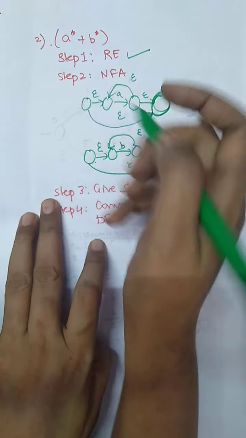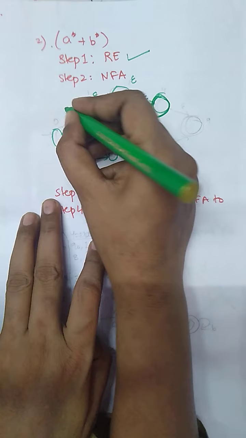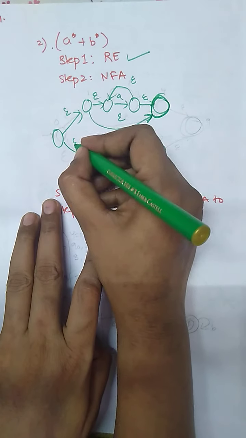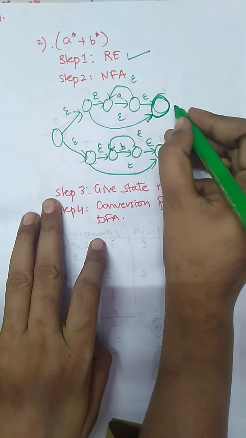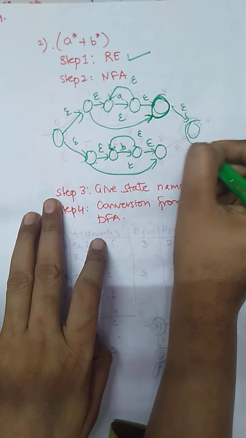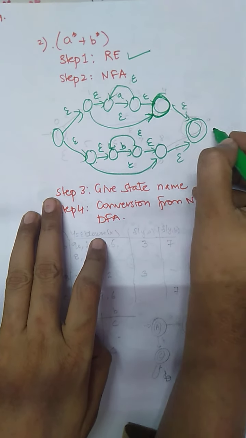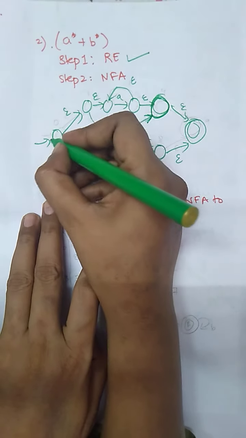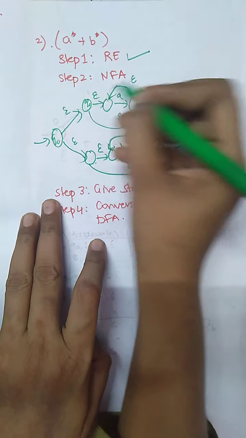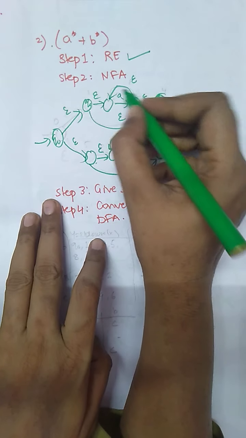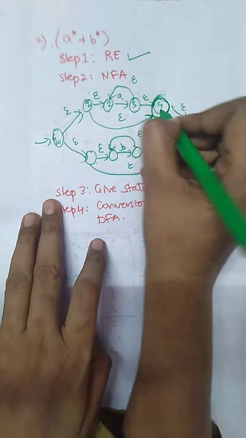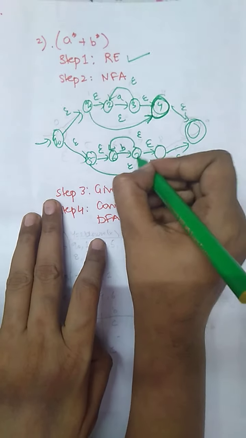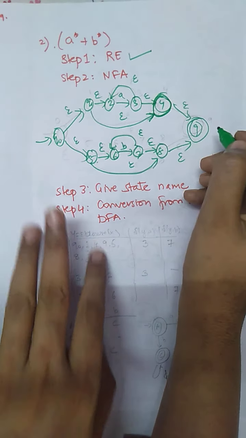How do we have to add them? We have to add them in parallel. So combine the initial state, arrows, epsilon, and combine the final state. After that, we have to give suitable names: Q0, Q1, Q2, Q3, Q4, Q5, Q6, Q7, Q8 and Q9.